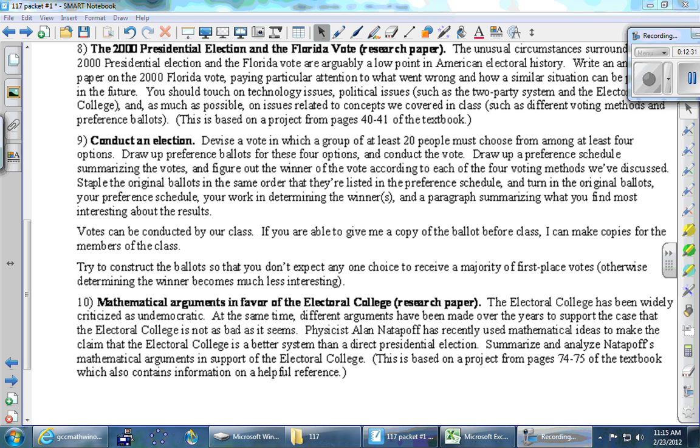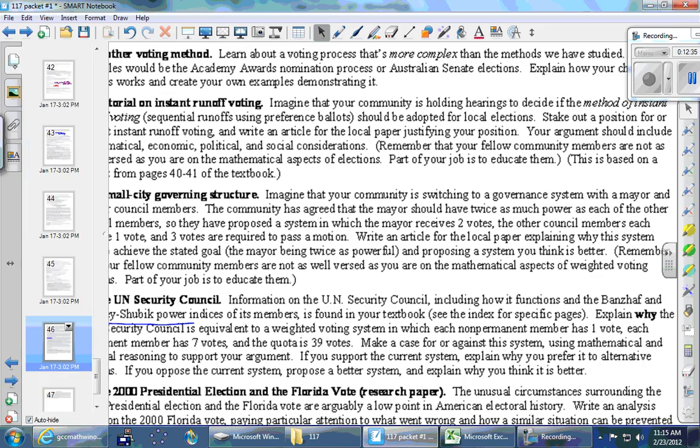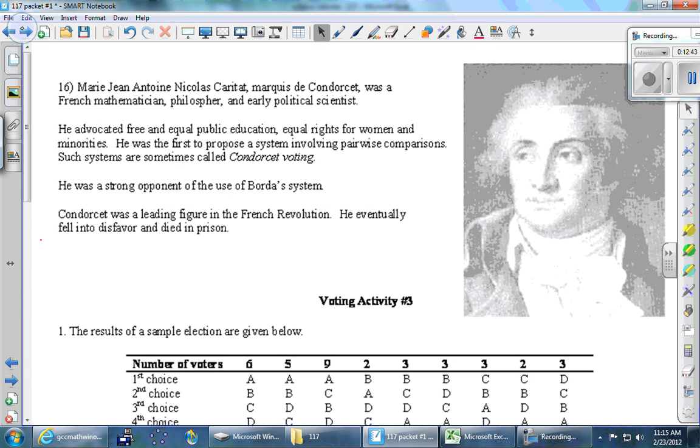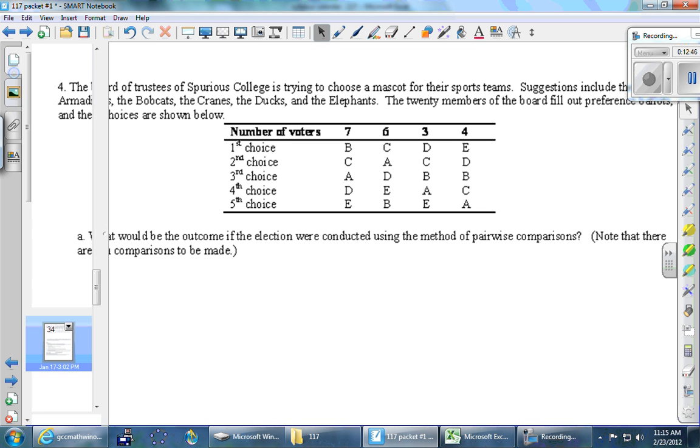Okay, so we talked about that. And then, so what I'd like to do is go back to the sample test problems. Maybe somebody can help me find these. Anybody have any idea what page? Thank you.